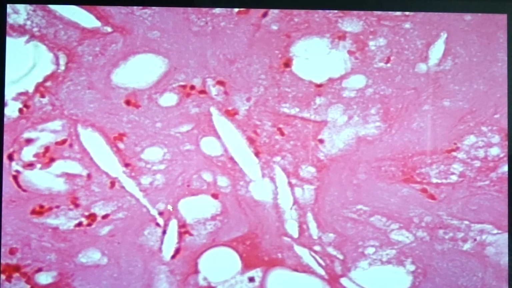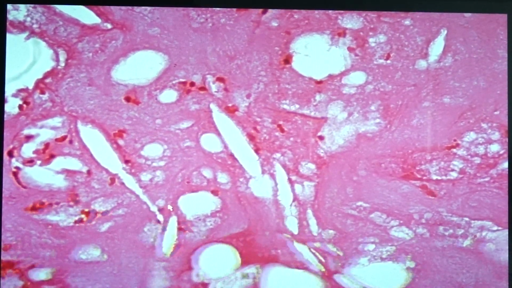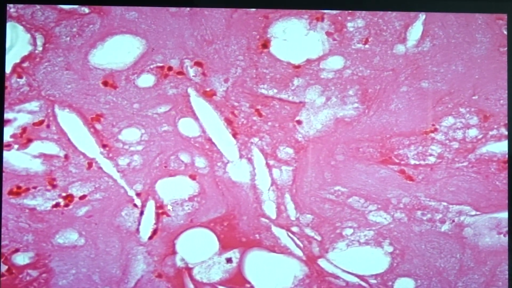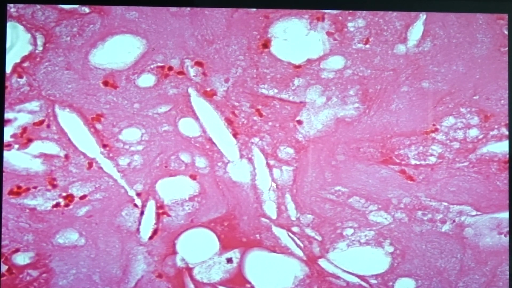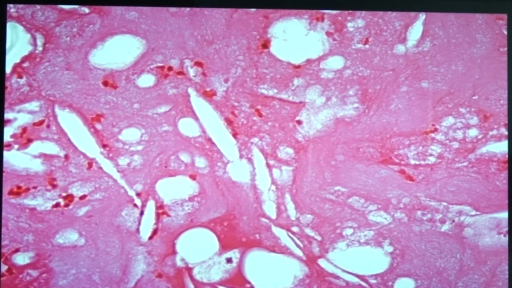We would also see the presence of lipid deposition. Okay, so notice the presence of these slit-like structures. These are what we call the cholesterol clefts, C-L-E-F-T-S. Okay, so these areas would contain lipid. So thrombosis would be accompanied by lipid deposition.